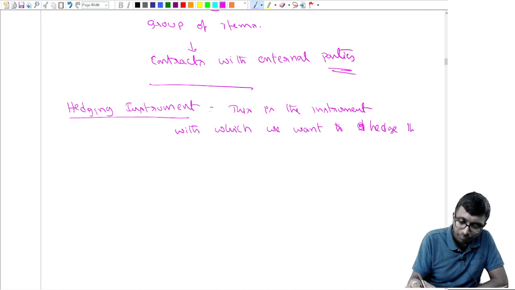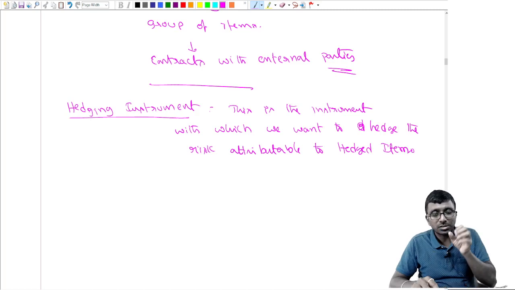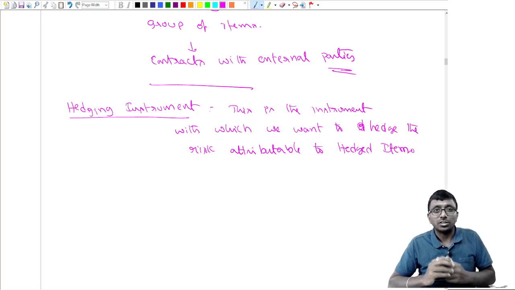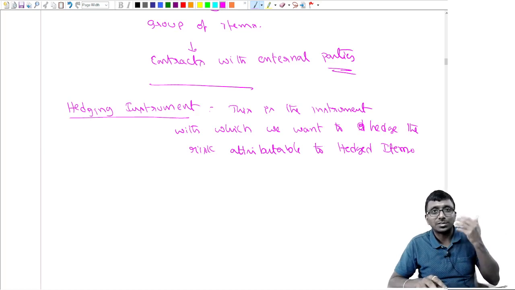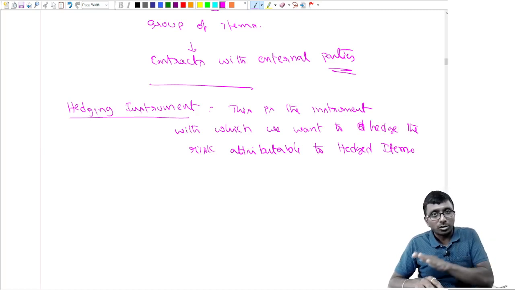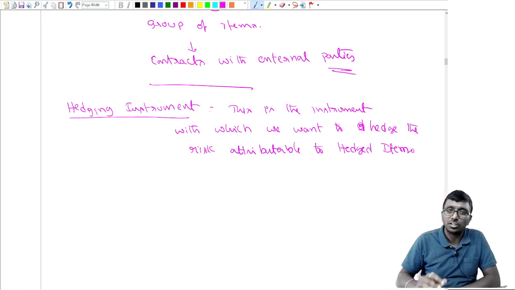attributable to the hedged item. That's it. Whatever the risks related to the hedged item, with the help of these instruments I would like to secure myself. Correct? I would like to hedge means what? Offset. You are offsetting the losses expected to arise from the hedged item. You want to offset or nullify those losses with the help of these instruments.